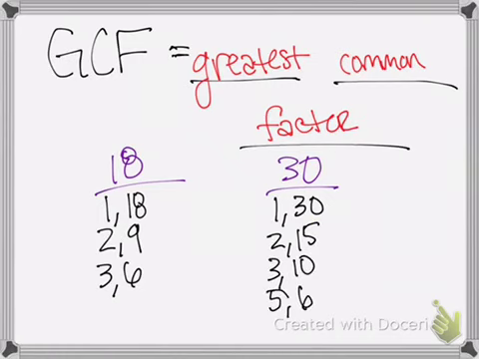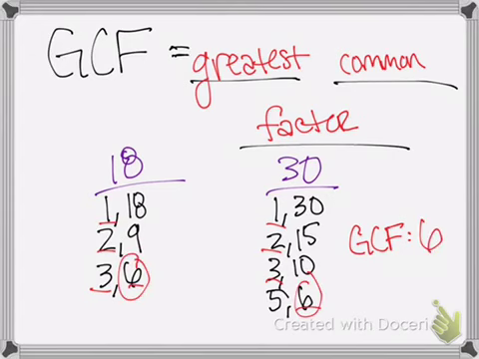They have a lot of common factors. 1 is in both columns, 2 is in both columns, 3 is in both columns, 6 is in both columns. But the greatest common factor between 18 and 30 is 6. And we're going to use this a lot. However, we're going to use it a lot more with variables.